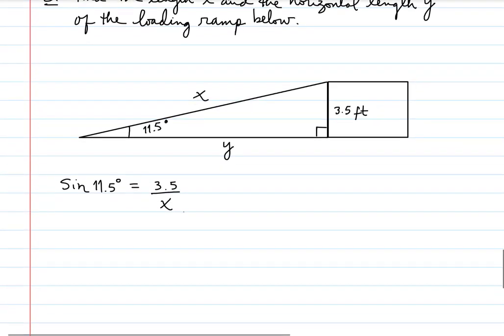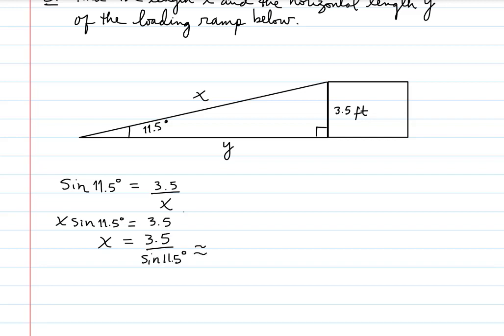Now notice how we're only finding x, and we can solve for x here by just cross multiplying. I'm going to do it every step. If you put the x on the other side, 3.5, then you can move the sine, divide everything by sine of 11.5. So this right here, you can just put it in the calculator and get the answer, right? Now, notice how we just have to put this angle 11.5 in the calculator.